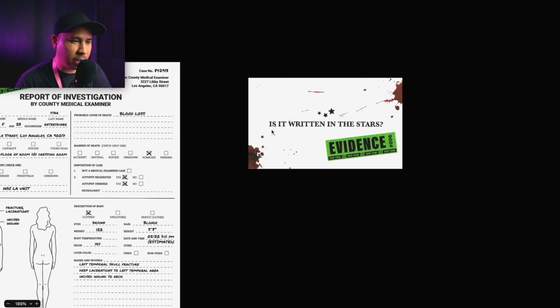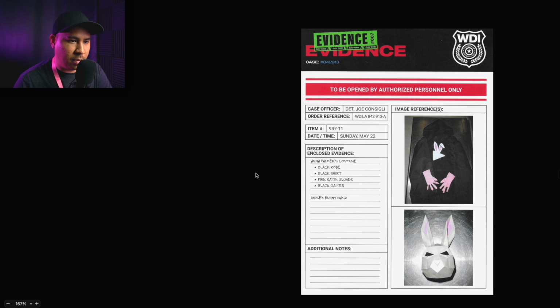There's a little card here. Is it written in the stars? And there's blood all over it. I'm not sure if this was found on the crime scene. Most likely. It's like cardstock. What does that even mean? Maybe we'll find out.